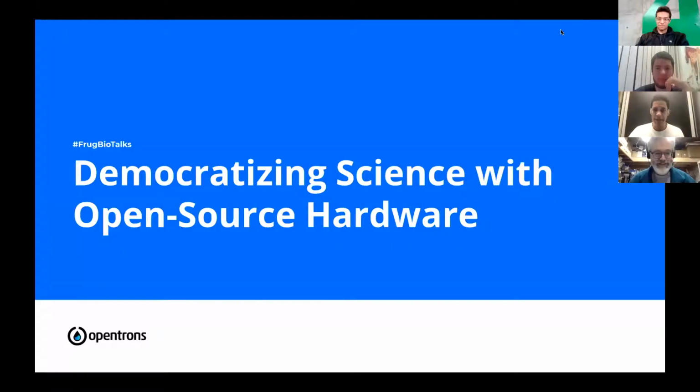Right, so hopefully you can see my screen. Democratizing Science with Open Source Hardware. My name is Chaz. I have the Opentrons logo down below. As I said, I am affiliated with Opentrons. So a lot of what I'm going to say kind of comes through the lens of working at Opentrons. But I think there's plenty of other great organizations out there. Why don't I just go in?